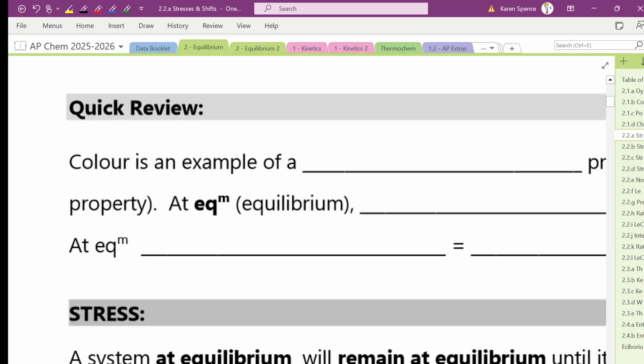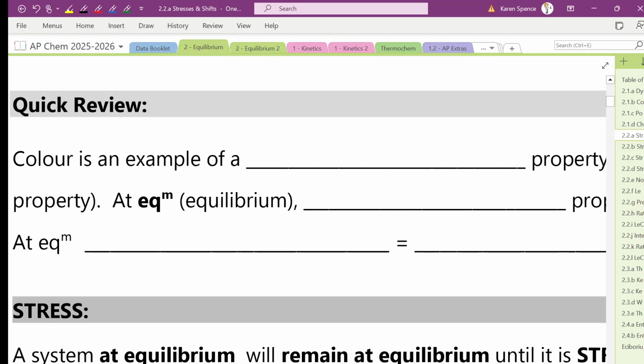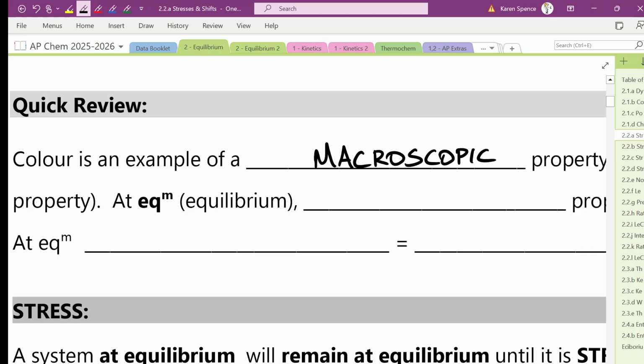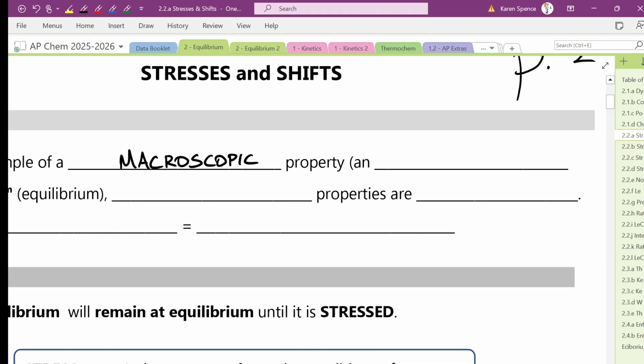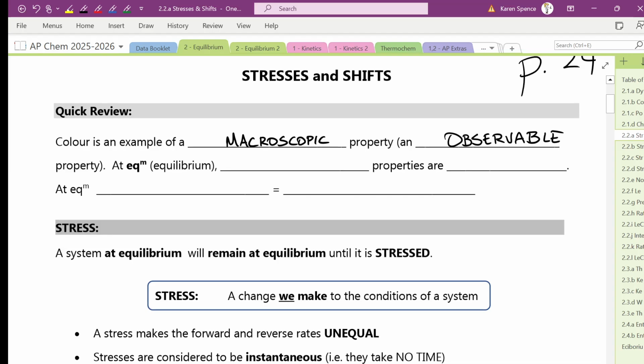Color is an example of what type of property? Macroscopic. Excellent. We have learned that word in context today. And what does macroscopic property mean? It is an observable. We've now used that word a few times today. We are making it our own. At equilibrium, those macroscopic properties are constant.